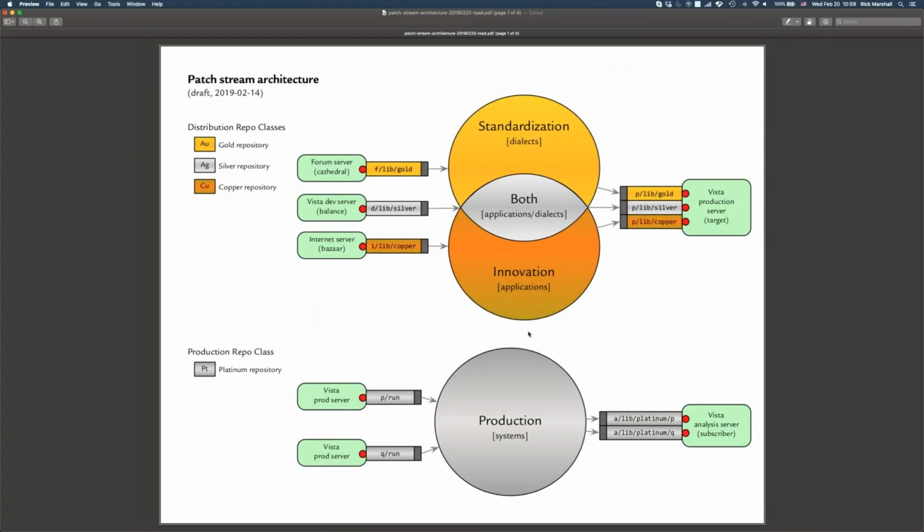That doesn't solve all the problems, but to go back to our initial patch stream architecture, that sets us up. It answers part of the question. It really helps us with the production repo classes, but it also gives us some information about where I've got F and D and I and P as sort of stand-ins for the name of where this environment is running. It gives us some clue of the sort of thing we might put there to identify these servers.